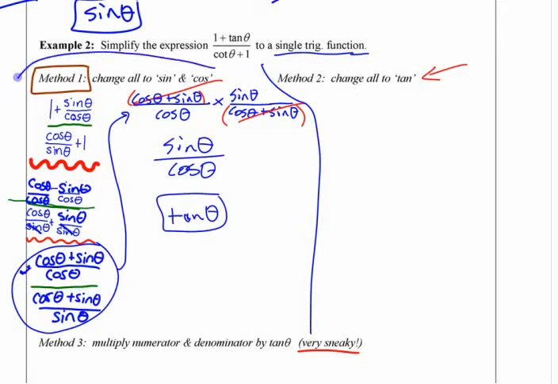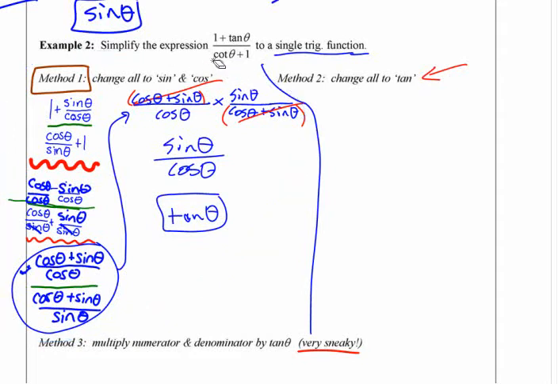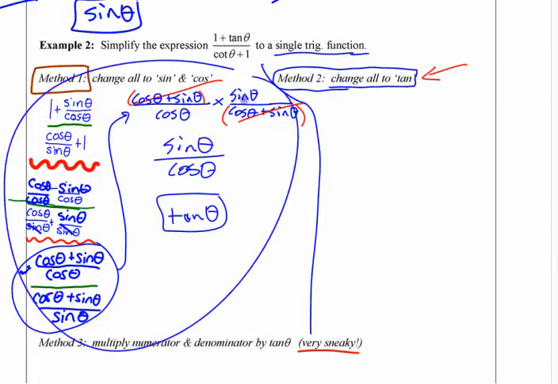This is not always going to be the quickest way, but it's going to be the way that I think most of you resort to if something doesn't jump out at you right away. The only reason that this might be something good to do is because there's nothing other than cotangent and tangent. If there's other trig functions, it's probably a good idea to change everything to sine and cosine.